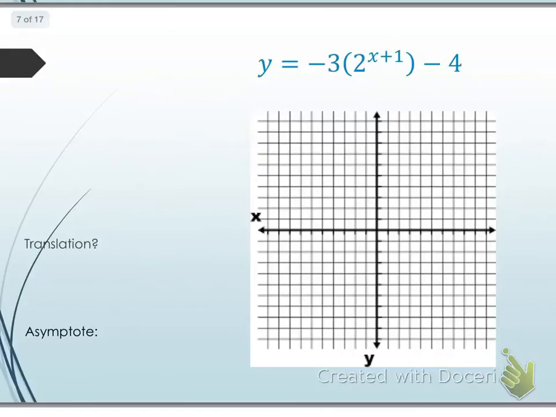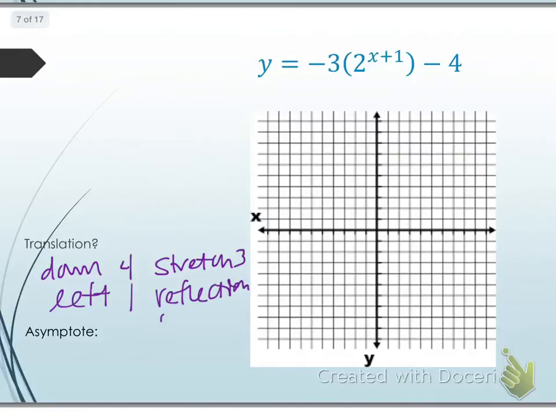Okay, this one, we have it going down 4. We have it going left 1 because that +1. We have it stretching by 3 because then that negative means it's a reflection over the x. Okay, so I'm going to go ahead and get my t-chart here.